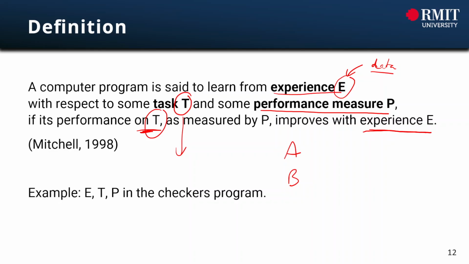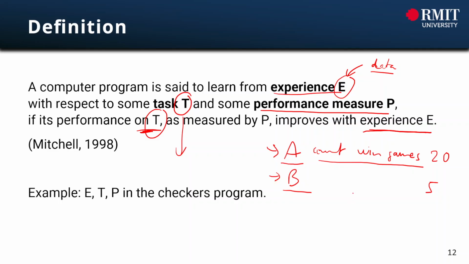And the last one, performance measure, is the measure of the performance. Let's say, in order to measure the performance of A and B in playing chess, you can count the number of games won by each program. Let's say program A wins 20 games, program B wins 5 games. Then based on this performance measure, we can say model A is better than model B.